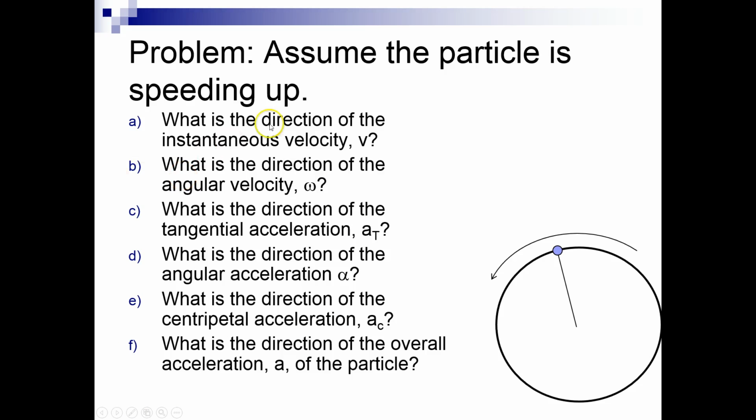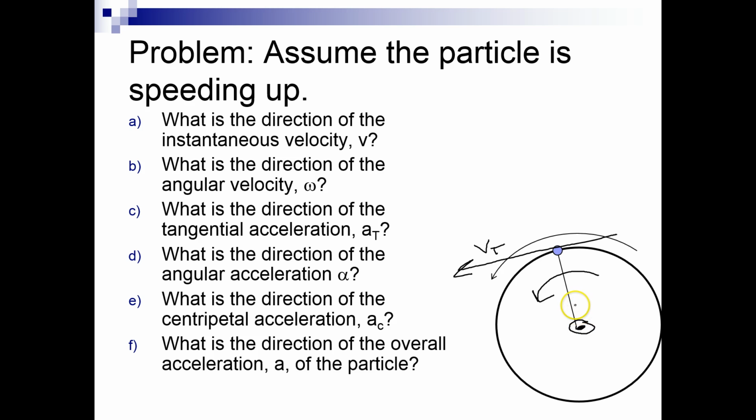They want to know what is the direction of the instantaneous velocity here. So remember, basically you go through and you draw a tangent line, and so this would be the instantaneous velocity, vt. What's the direction of the angular velocity? Because it's curving in this fashion, we say that it's coming towards you, so we'll just do our typical symbol.